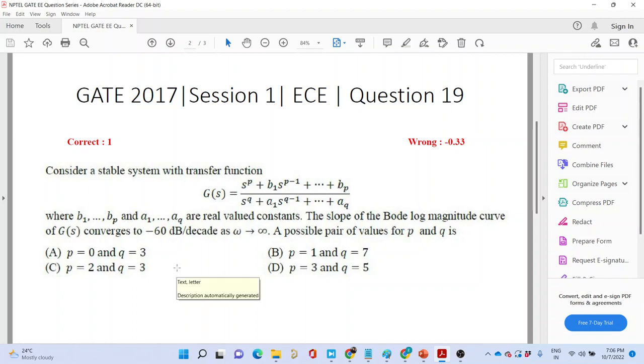Why should there be three poles? Say I am saying there are five poles and two zeros. Then what would be the slope of the Bode magnitude at omega tends to infinity? So minus 60. So now in this case, which I just gave you, there are five poles and two zeros. In that case, you do not see three poles. You see five poles, right?